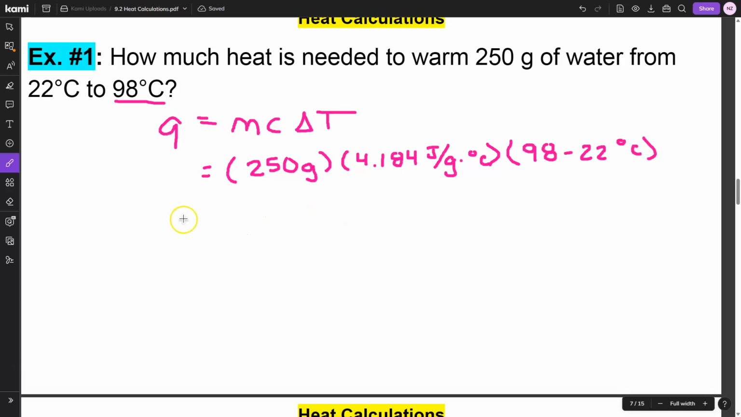Okay, so I'm going to go ahead and plug this into my calculator. If I do that, I'm going to get 79,496. And if I rounded that to 2 significant figures, it would just be 79,000 joules.